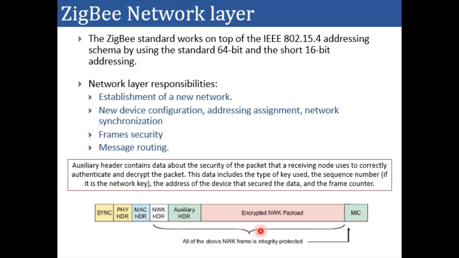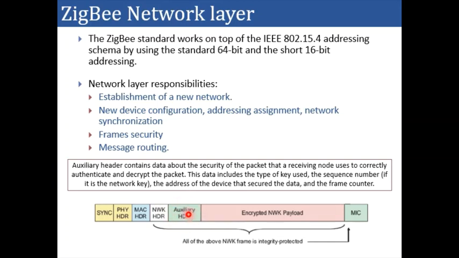If you see the structure of the network packet in the case of ZigBee, you will have the encrypted network payload as the main component where the actual data resides. You will have synchronization bytes, then the physical header and MAC header, which come from IEEE 802.15.4, and then the network header, which is part of the ZigBee network architecture. Then you will have another header, which is the auxiliary header.